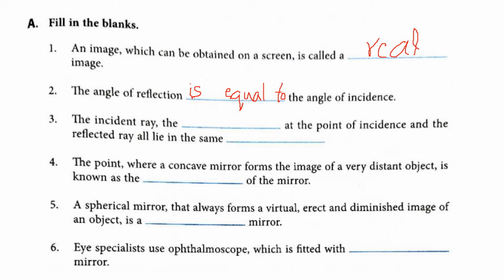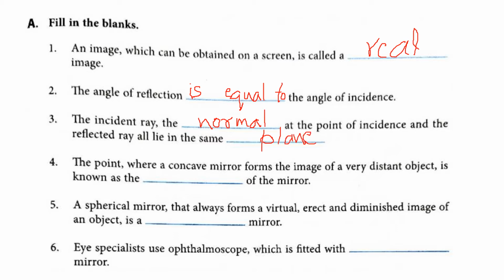This is also one of the laws of reflection. The incident ray, the normal, we have here the line which we are drawing perpendicular to the surface, that is called a normal. So the incident ray, the normal at the point of incidence and the reflected ray all lie in the same plane. All lie in the same plane.